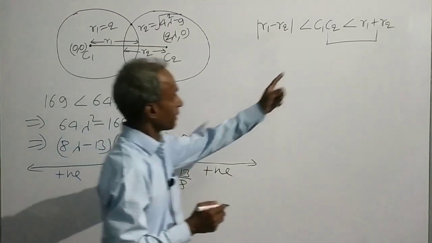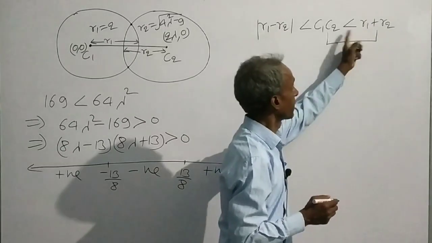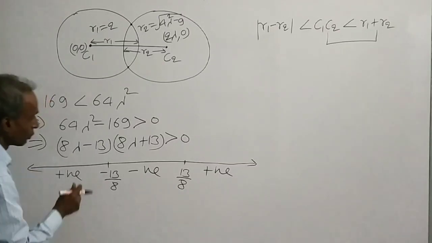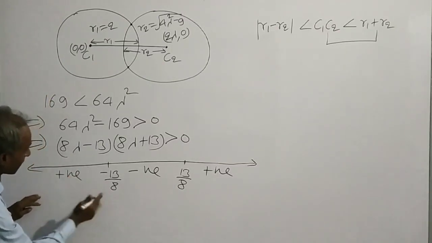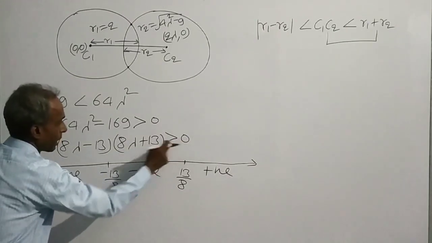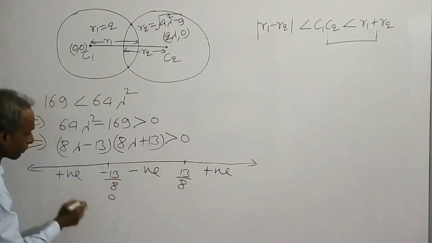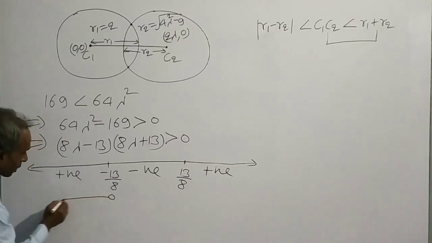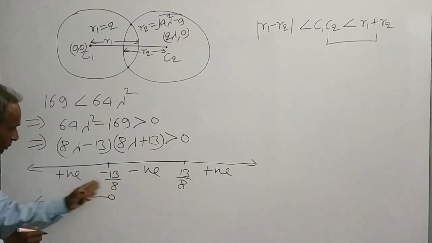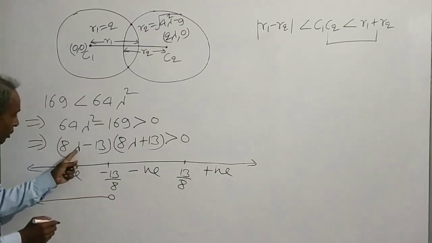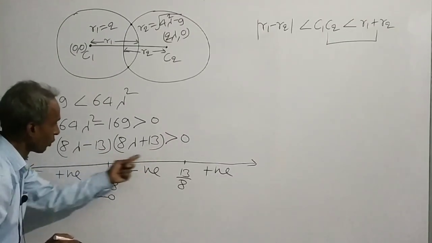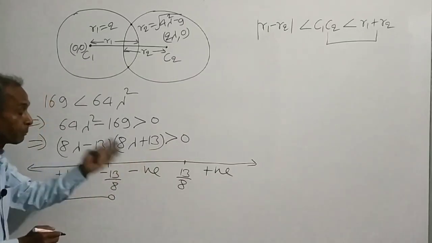That means this condition will be satisfied for values that lie on the left hand side, because value of this expression should be positive. When we put any number lying on the left hand side of this number in place of lambda, then value of this expression will be some positive number.